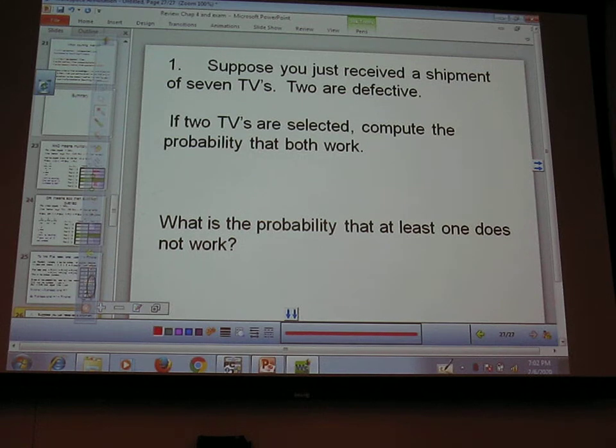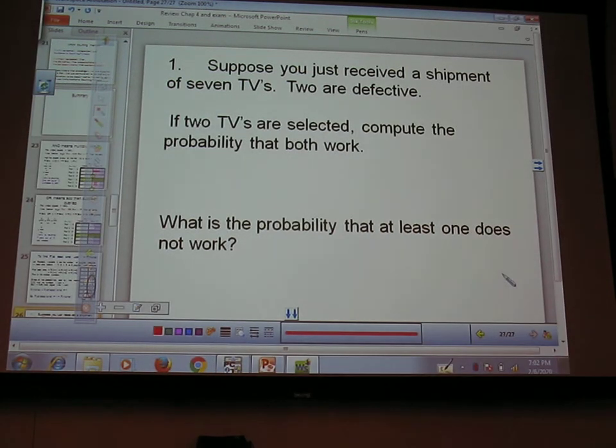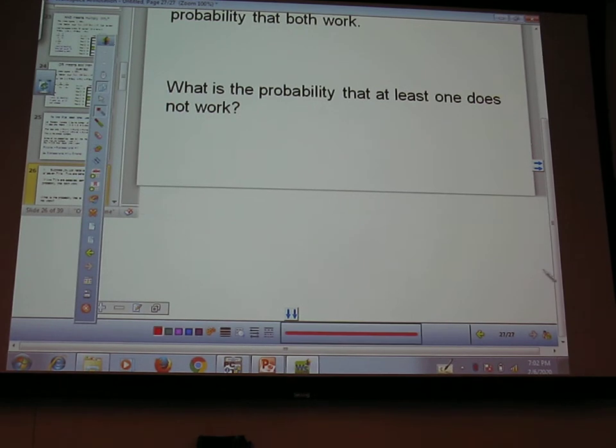Let's go ahead and go over number 1. So, 2 TVs are selected. Compute the probability that both work. I feel like maybe you guys need a tree for this, because people are having issues.